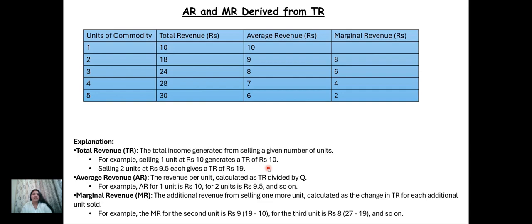When they both are declining, total revenue is increasing. There is no impact on the total revenue. The terms are the same as before, but the major difference is that MR is declining, marginal revenue declining.